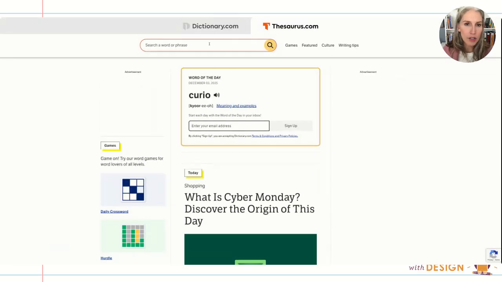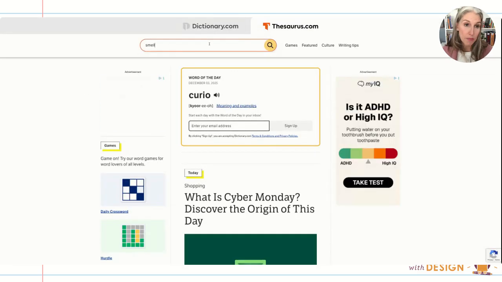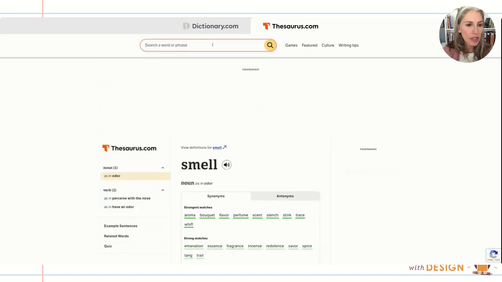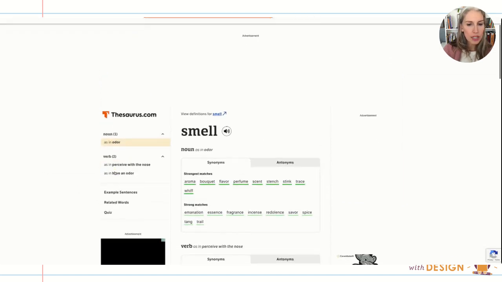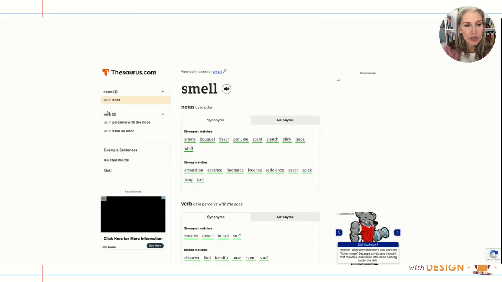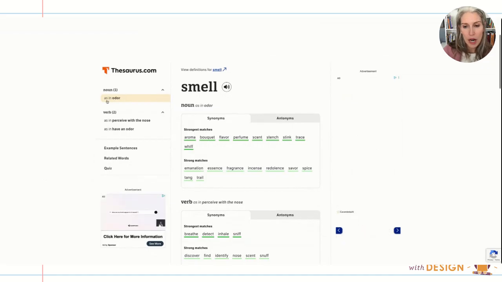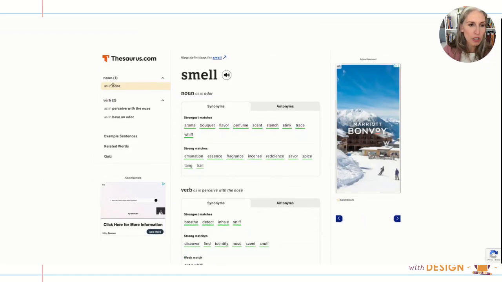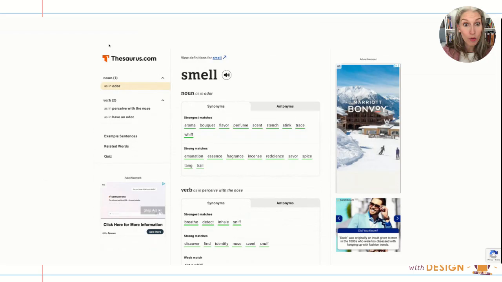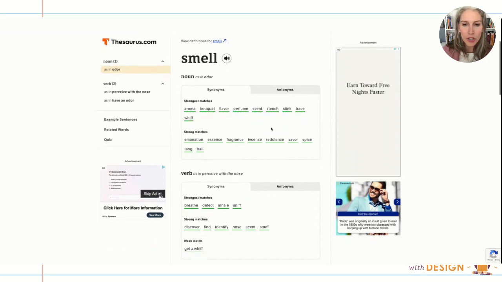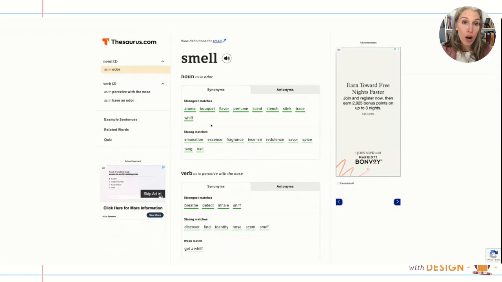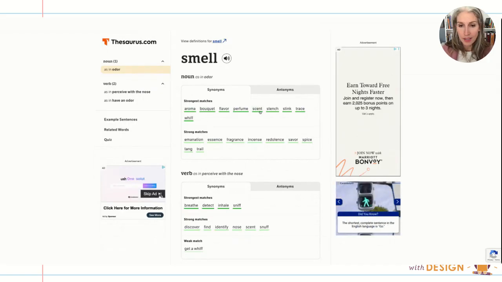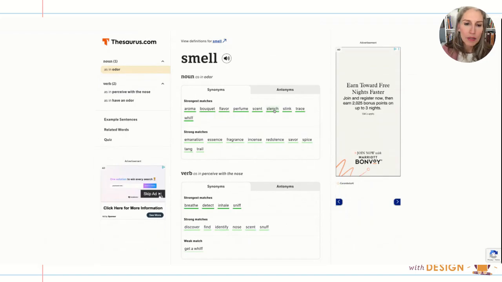So if you come into thesaurus, we can put in the word smell. And once it pulls up over here, notice that it's giving us different parts of speech, which is really helpful because we want to make sure that we're just looking at the noun version. That's how we're using it in the sentence. And so you can see some of the words that we used for our writing are listed here: aroma, and scent and stench. So that's really helpful to see some of those words here.